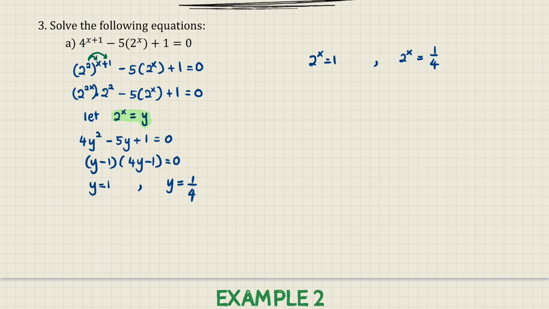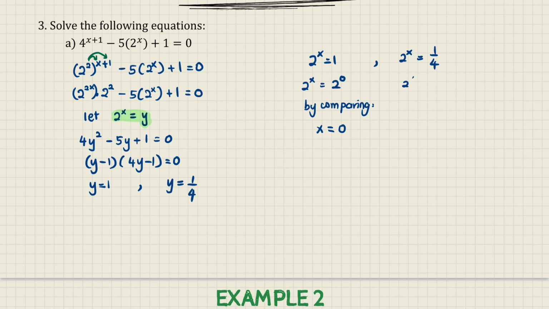Okay, ni base tak sama, tetapi 1 kita boleh tulis dalam base 2. So 2 power of x will be equals to 2 power of 0. Any base power of 0 will be equals to 1. So now base dah sama, so kita gunakan comparison. So by comparing, x will be equals to 0.